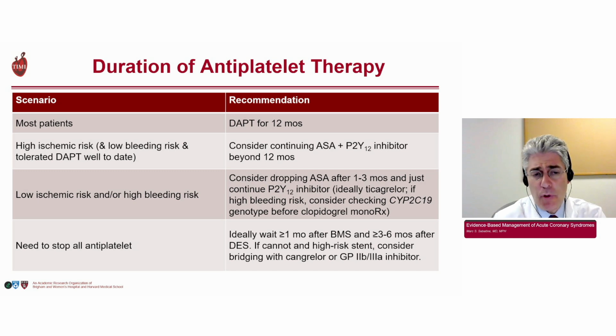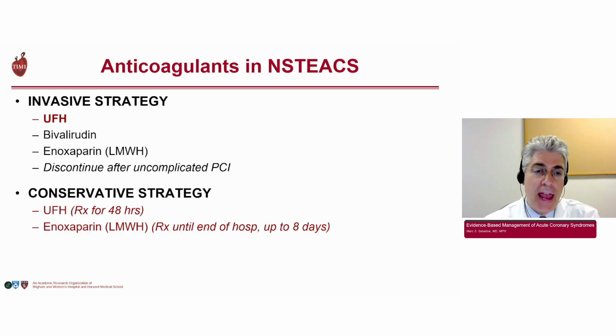And if you need to stop all antiplatelet therapy, just remember, ideally you want to wait at least a month after a bare metal stent. It's very rare for us to put in bare metal stents nowadays. And 3 to 6 months after a drug-eluting stent. If you can't, and it's a high-risk stent, guidelines say you could consider bridging with cangrelor or a 2b3a inhibitor. But in practice, it's not clear to me how much that really gets you.